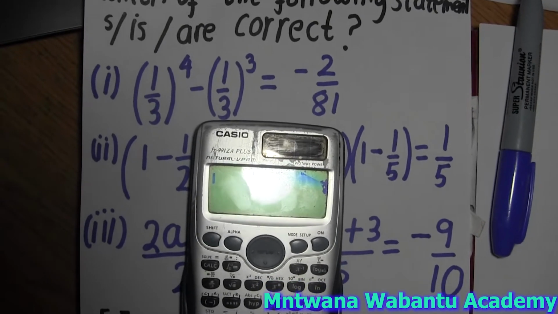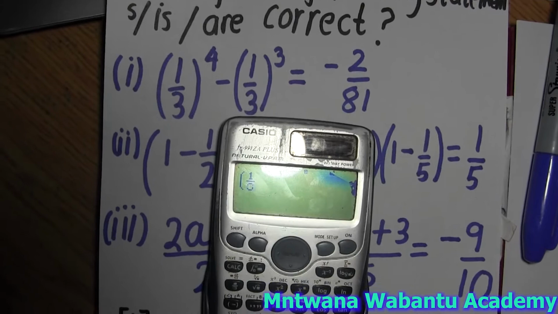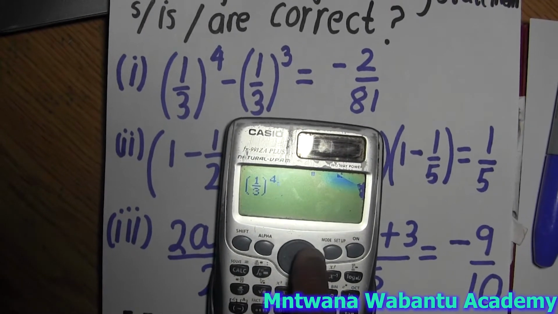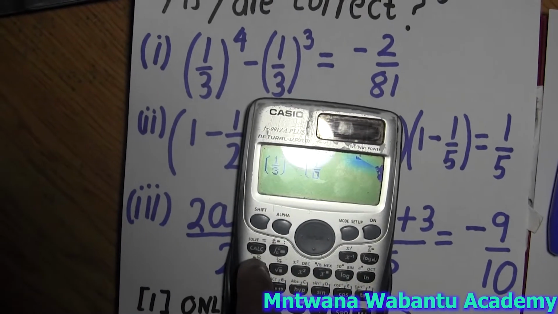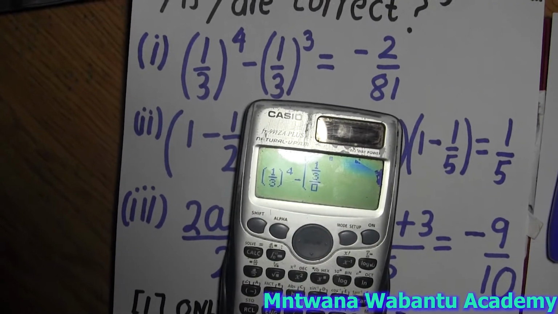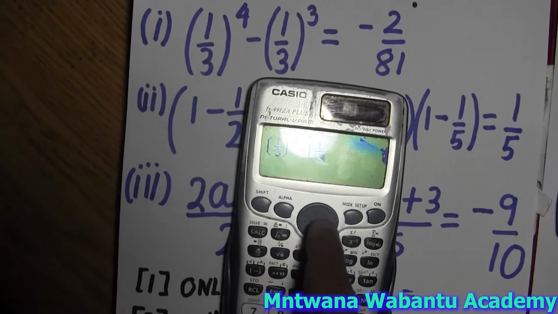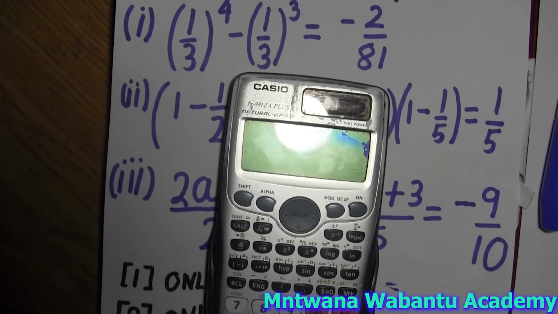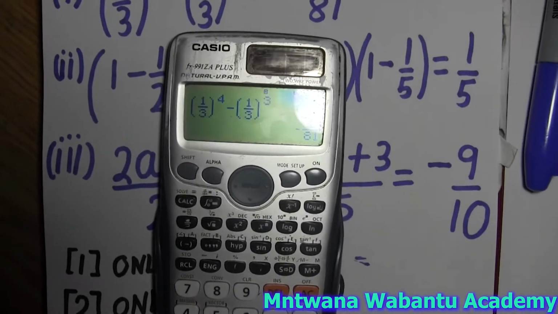So let's plug in the bracket. First of all, open your bracket and go to fraction, 1 over 3, then close the bracket and power 4. Now come back, minus, and again 1 over 3, close the bracket and then power 3. So negative 2 over 80, yes, that's true.